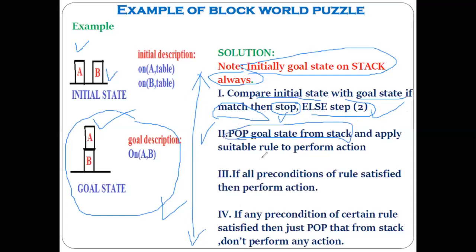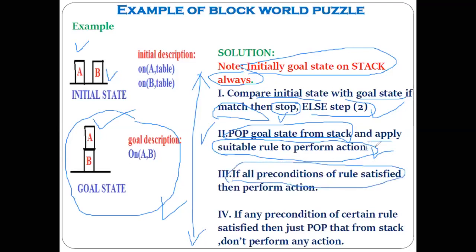Pop the goal state from the stack and apply a suitable rule to perform the action. We have already discussed the rules. Out of those rules, some rule we have to apply and perform the action. Got the point? Yes. When can we perform the action? If all the preconditions are satisfied.